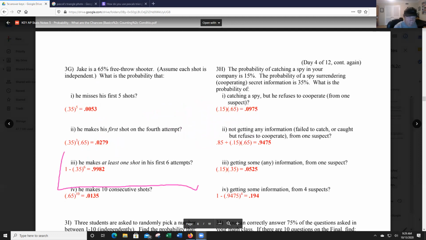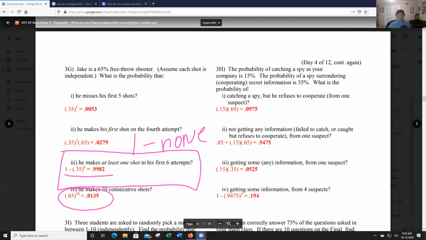Okay. Aha, here we go again. At least one in his first 6 attempts. At least one. 1 minus none. There it is right there. I'm not going to go through this. I've done it so many times. And then making 10 consecutive shots, there's only one way to do that. 0.65 has to happen 10 straight times, about 1% chance.